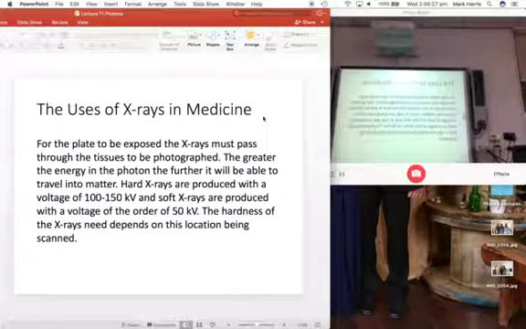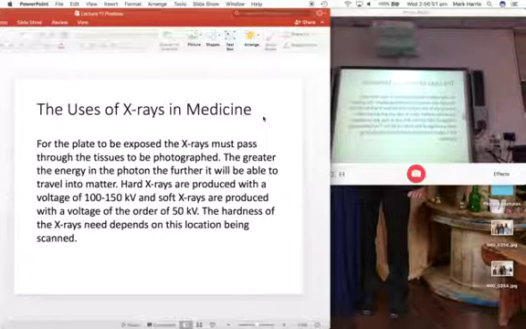For the plate to expose, the X-rays must pass through the tissues to be photographed. Obviously, if you're in the other room, the X-ray doesn't work. If you set it up and the person's in the waiting room, and you press the button, you don't get an X-ray, surprisingly enough.